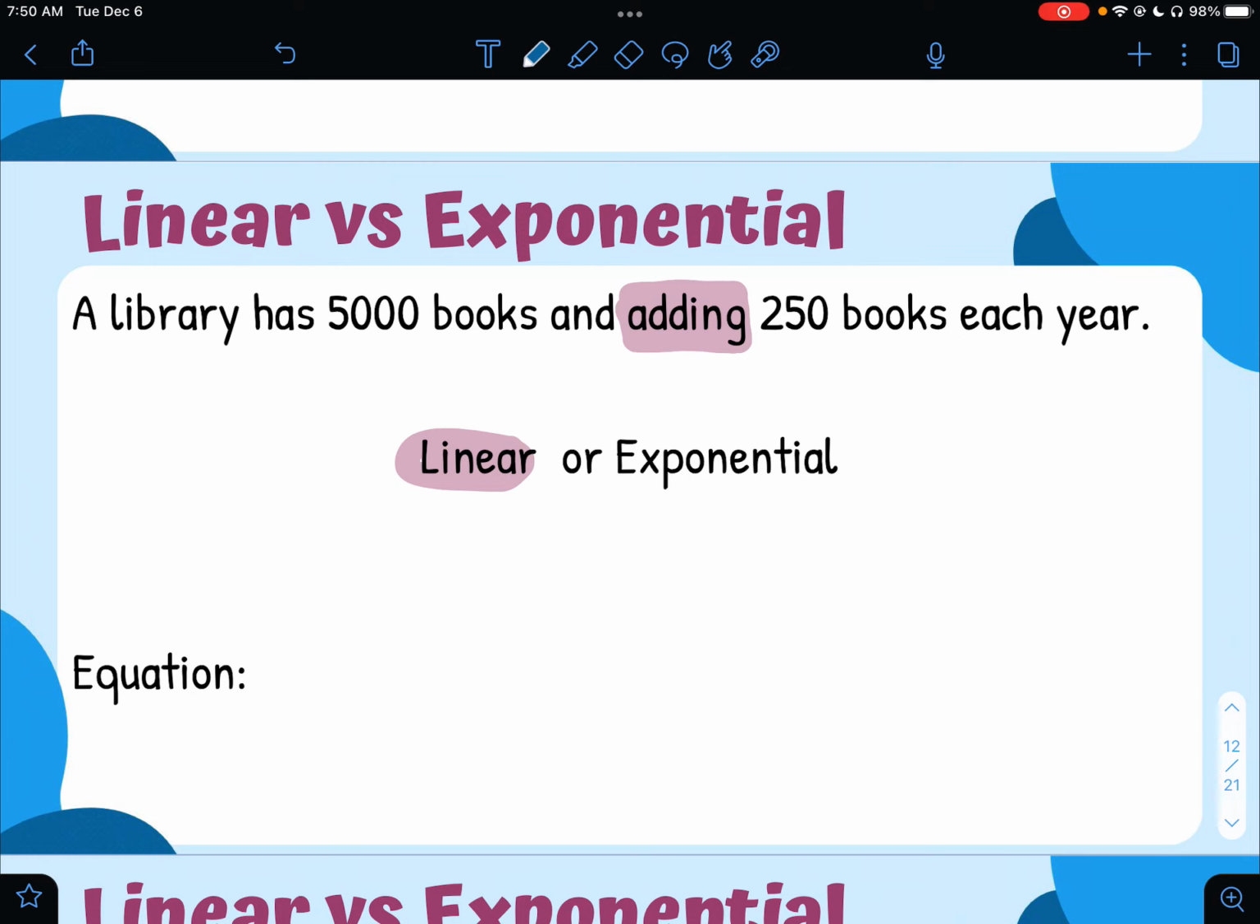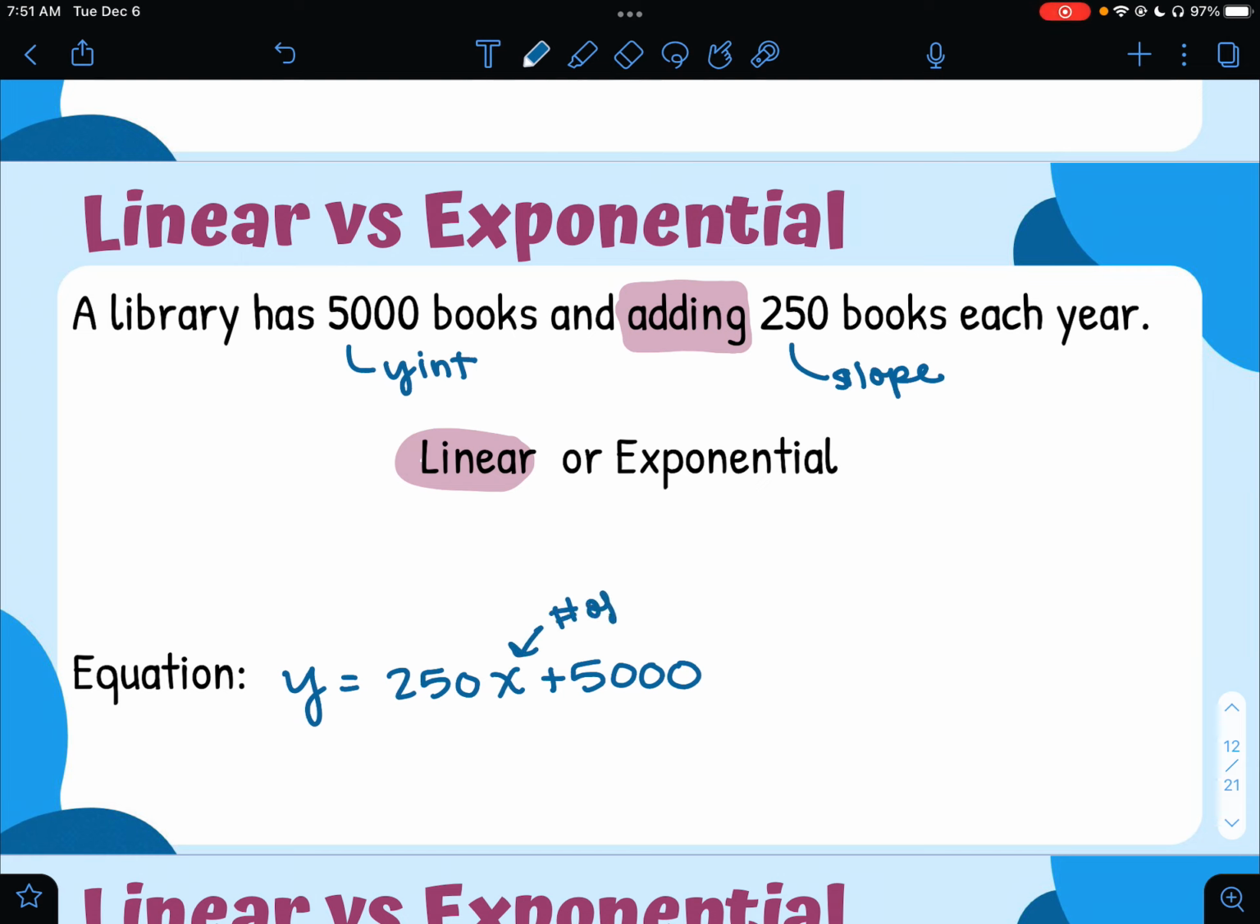Now, our initial value, or our y-intercept, is going to be 5,000, because that's how many books our library started with. We could set up this equation where we have a y-intercept of 5,000 and a slope of 250. Y equals 250x plus 5,000. This is where x is the number of years and y is the total books in the library.